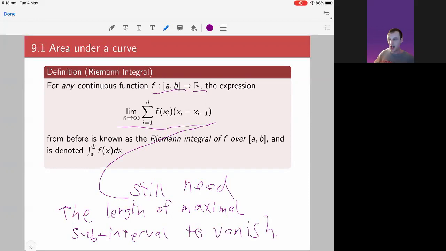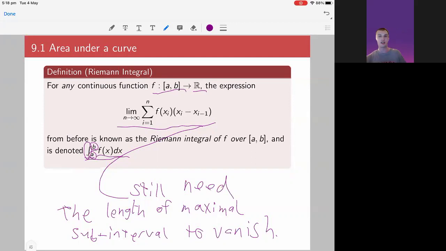So, same as before, we take our Riemann sum approximations from before, we take a limit, and this is supposed to give us our integral. We denote this integral with an integral sign from a up to b, f of x dx.